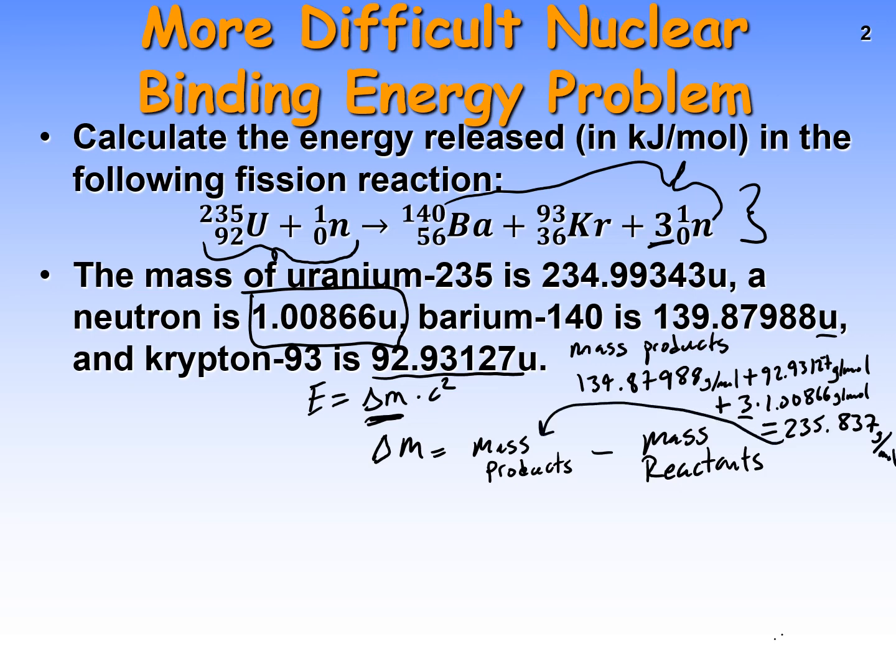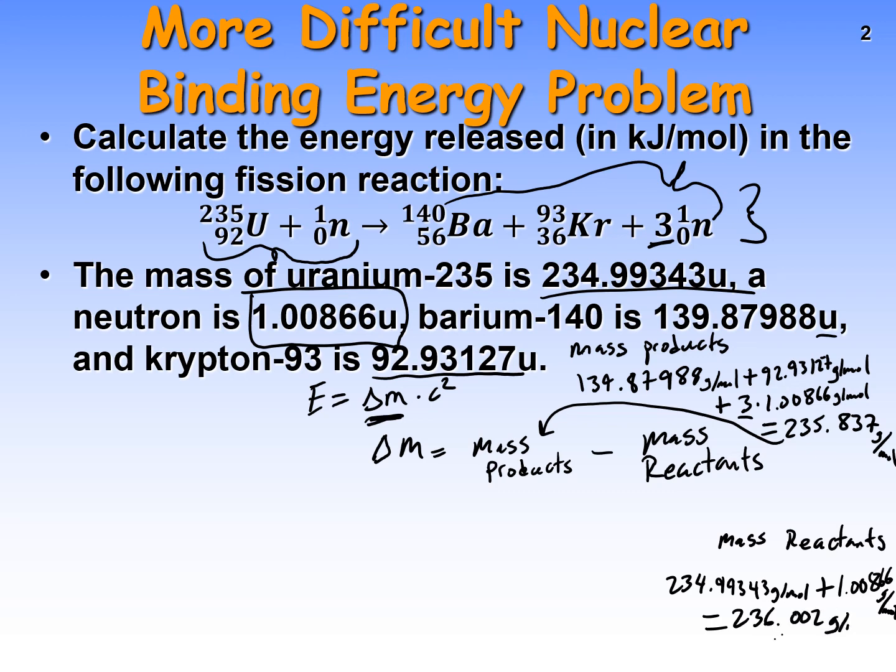Let's look at my reactant number. So mass of my reactants. I have the mass of uranium-235. It was given here. So that's 234.99343 grams per mole, plus my 1 neutron, which we also have, 1.00866 grams per mole. And we can get that value. This is equal to 236.002 grams per mole.